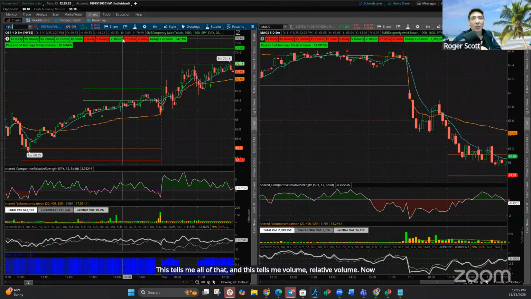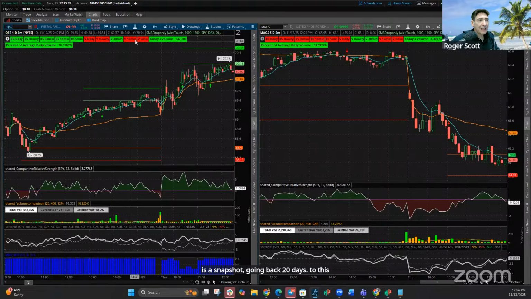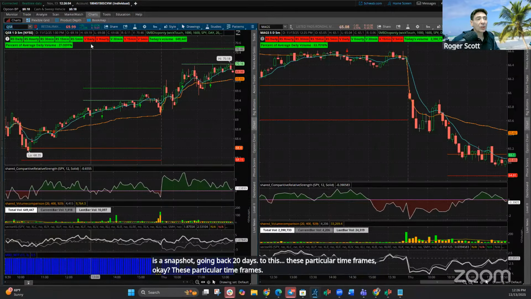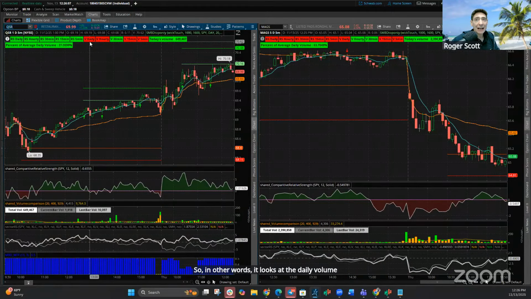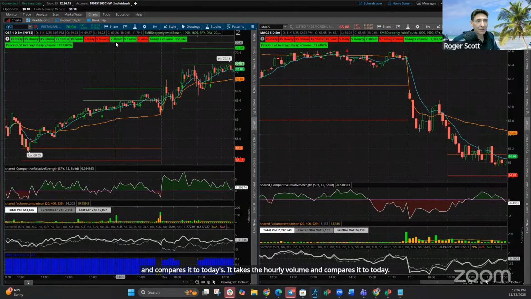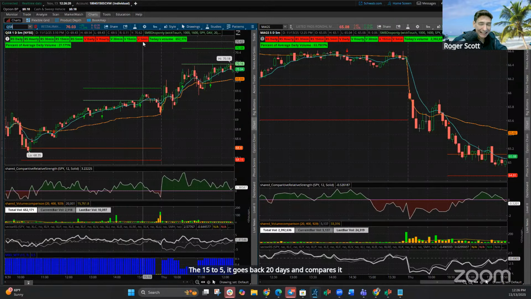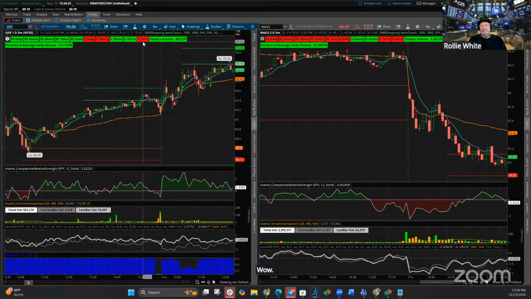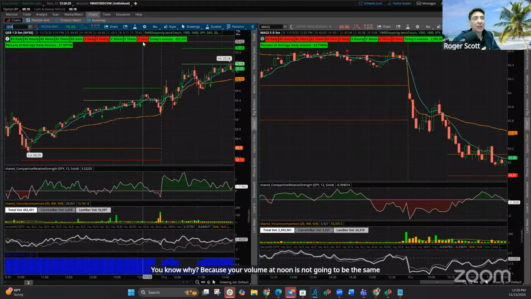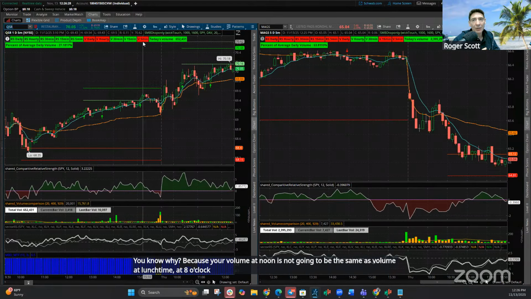Now, relative volume is a snapshot going back 20 days to these particular time frames. In other words, it looks at the daily volume going back 20 days and compares it to today's. It takes the hourly volume and compares it to today. It takes the 30-minute volume, the 15, the 5. It goes back 20 days and compares it at that exact time. You know why? Because your volume at noon is not going to be the same as volume at 8 o'clock, 9 o'clock in the morning, or 9:30 in the morning.